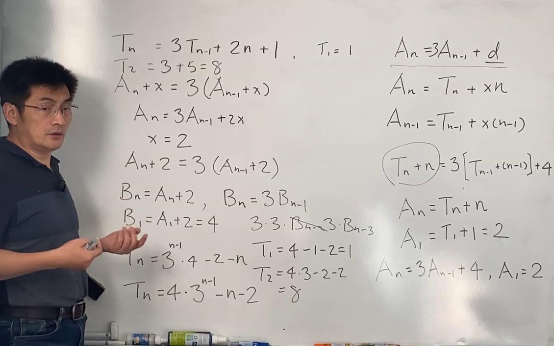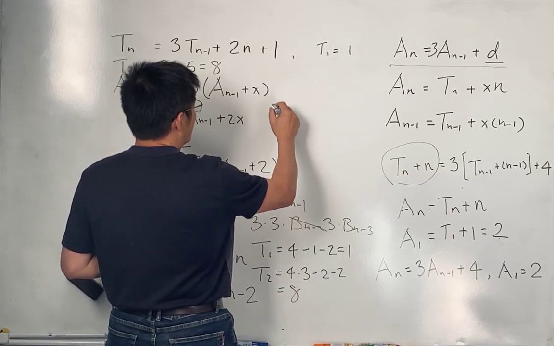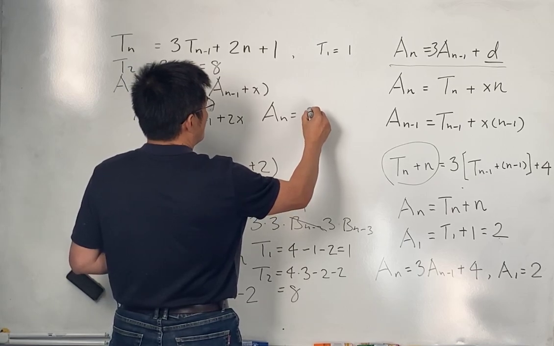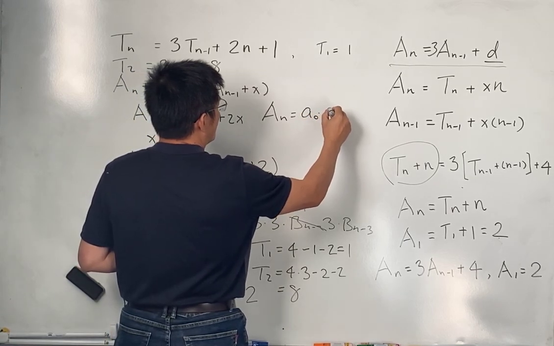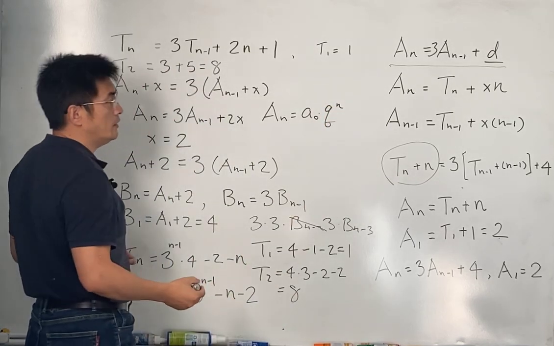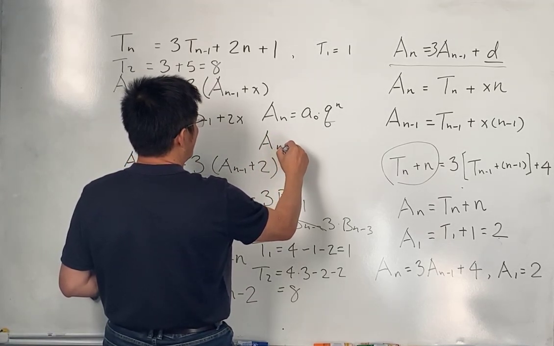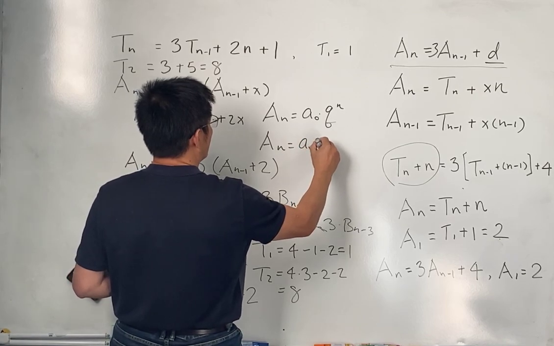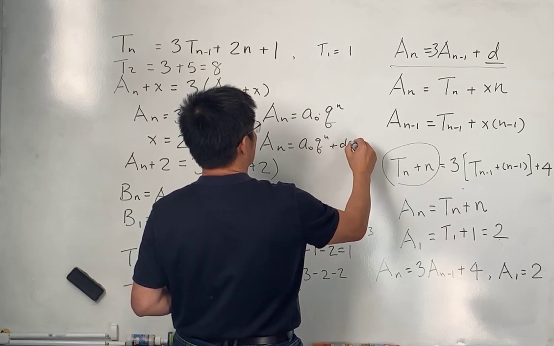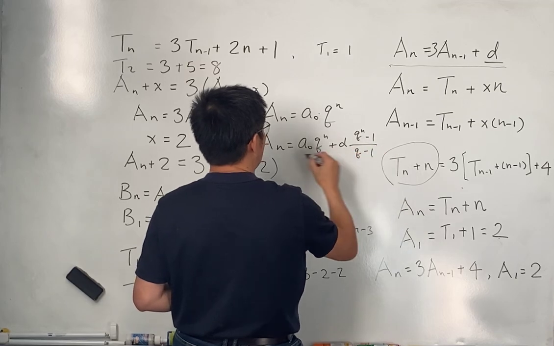So if you want to go quicker, it'll really help if you can remember things like a sub n equals what we had before, a naught times q to the power n, something like this, or in the other format we had this: d times q to the power of n minus 1, over q minus 1. This will help.